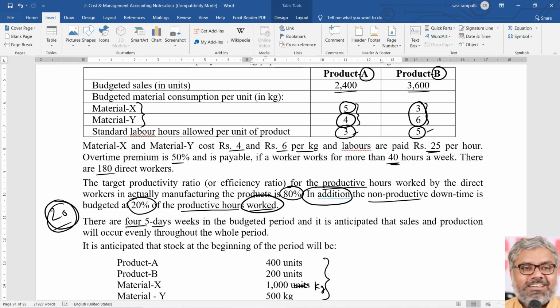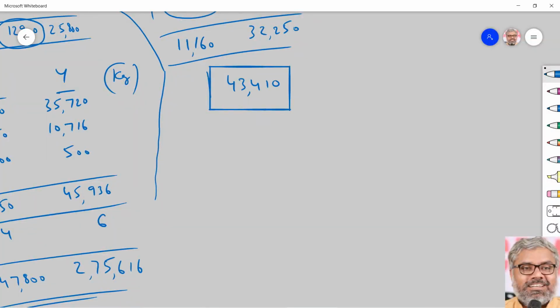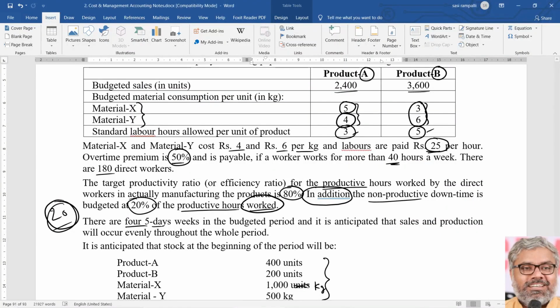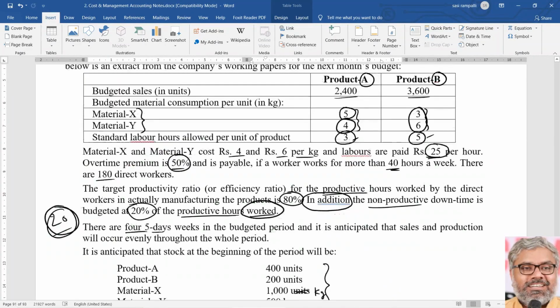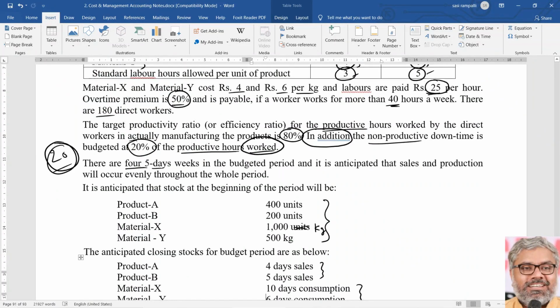What he also mentioned, labor are normally paid at 25 rupees per hour. Overtime premium is 50% also if a worker works for more than 40 hours in a week. And how many workers are there? 180 workers are there. And what is the time period here? Time period here is given, yeah, 4 weeks, right? Yeah, 4 5-day weeks are there.